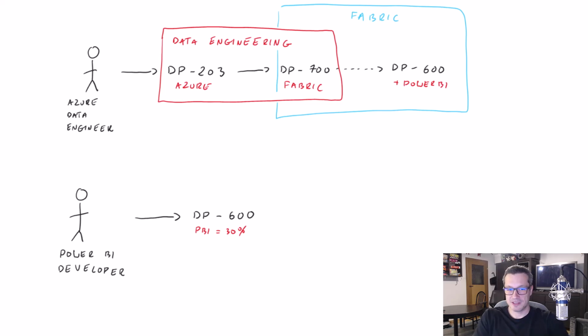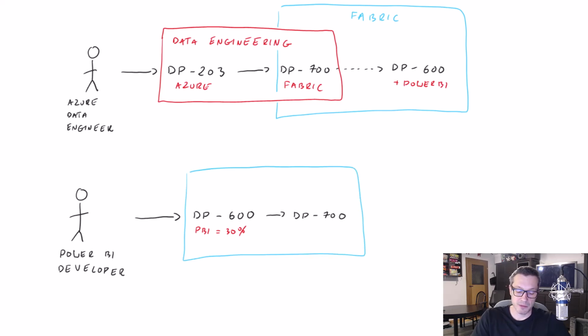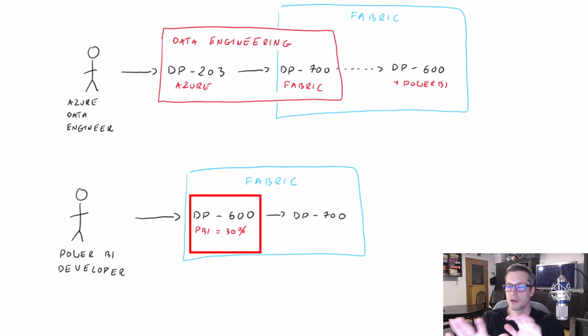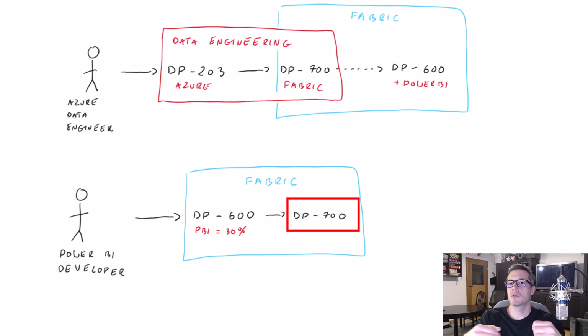Now, once you have this exam, DP-600, and you would like to learn more about Fabric, then the path is obvious. Go with DP-700, which is data engineering in Fabric. So again, those two are about Fabric. For 600, you would know some stuff about data engineering, not everything, but some. For DP-700, you would have to know more. So that's the path. This is your evolution.